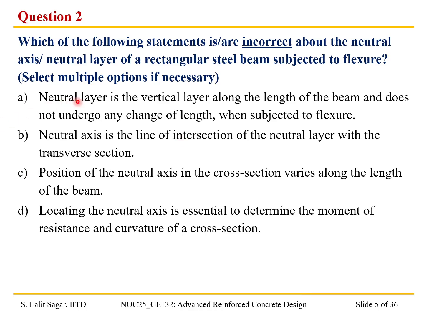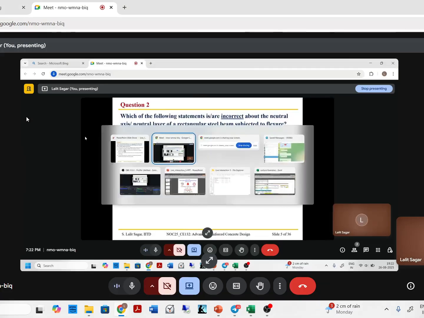Which of the following statements is or are incorrect about the neutral axis or the neutral layer of a rectangular steel beam subjected to flexure? Remember that out of the four options that are being given, we need to identify the incorrect statements. So now let us look at each option one by one.